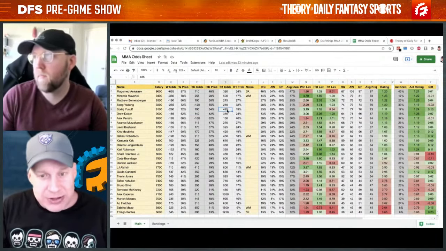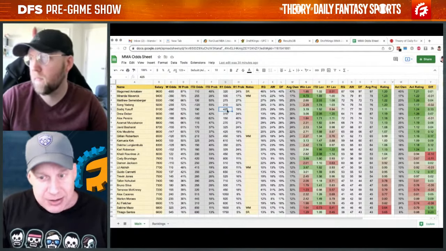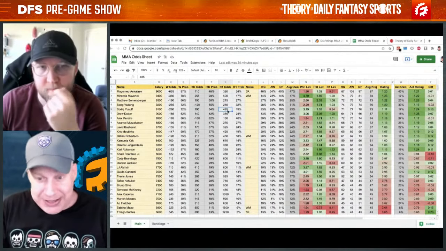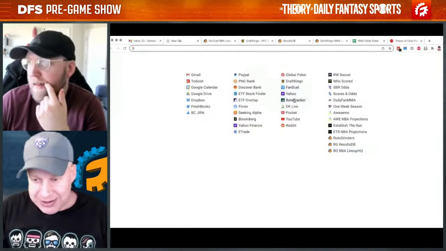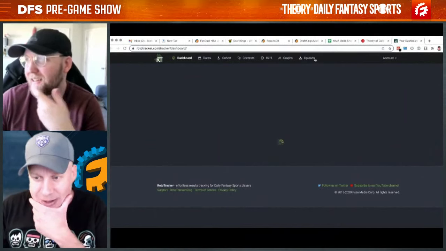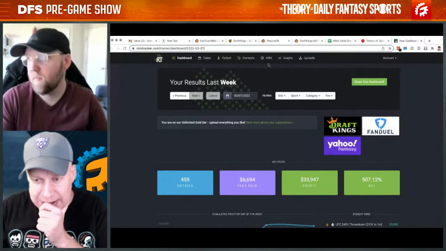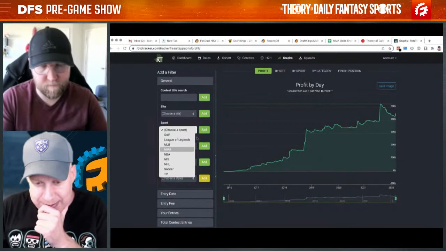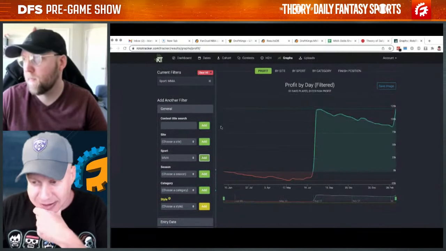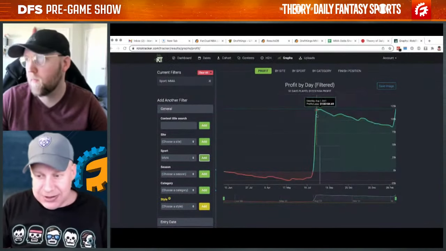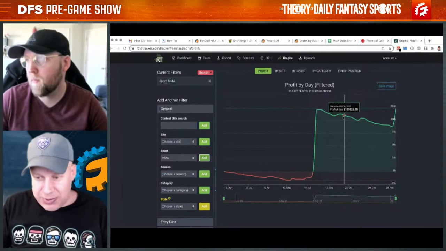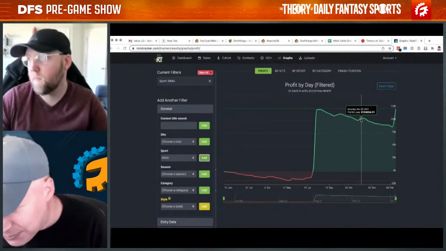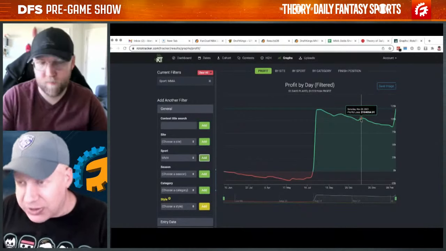I made $35,000 on Saturday after losing every MMA slate. I don't think I've profited on an MMA slate. Let me bring up RotoTracker. I want to see this. Okay. So I'm going to go to graphs, site, sport, MMA. Okay. So here's my MMA graph. These were profitable slates. That was a profitable slate. My last profitable slate in MMA was November 20th.